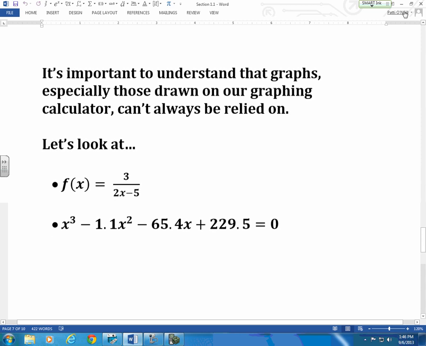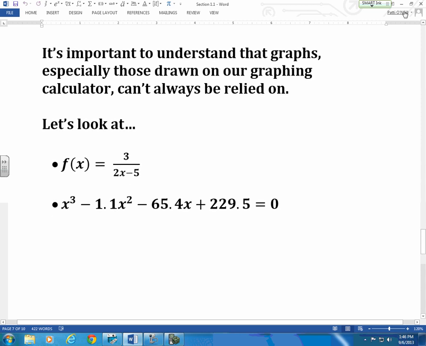All right, last page for us to get through. This is an important page to some extent, but I'm going to reinforce it as we go through the rest of the semester. It's important to understand that graphs, especially those drawn on our graphing calculator, can't always be relied on. And I say that because as great as it is to have technology, sometimes that technology doesn't always help us out as much as we want it to.